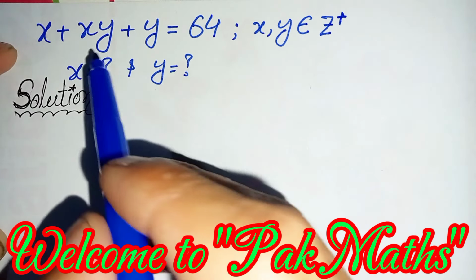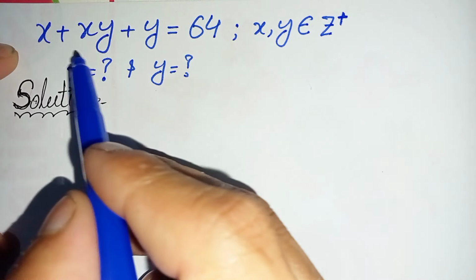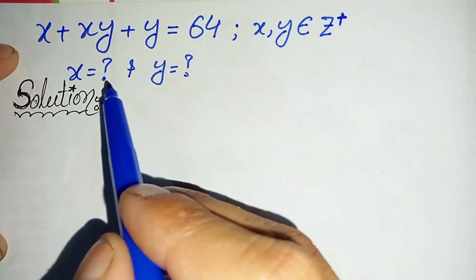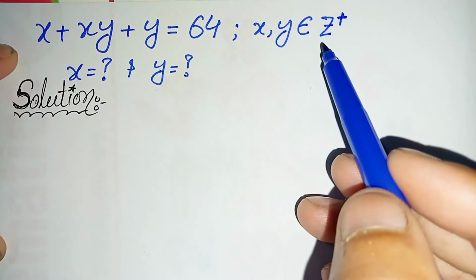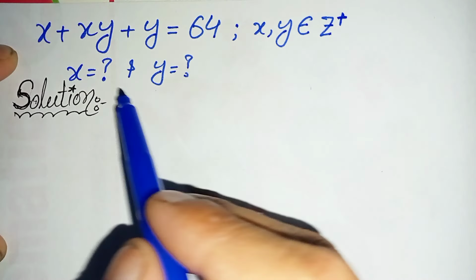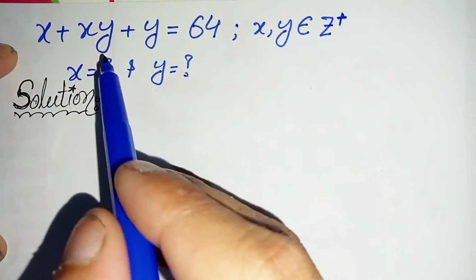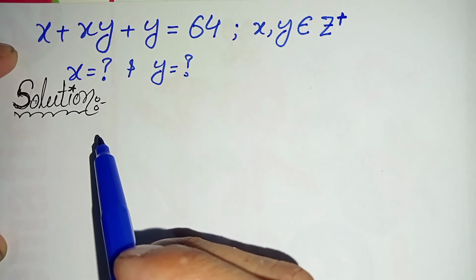In this video, I'm going to solve this nice algebraic math problem, which is x plus xy plus y is equal to 64. So here we will try to find the value of x and y, where x, y are positive integers. To solve any math problem properly and step by step, first we will write solution, and then we will write the question in the solution again, and we will try to solve it step by step.